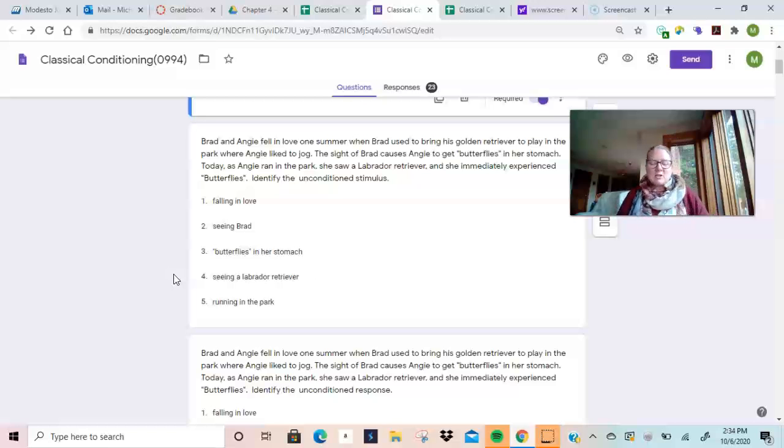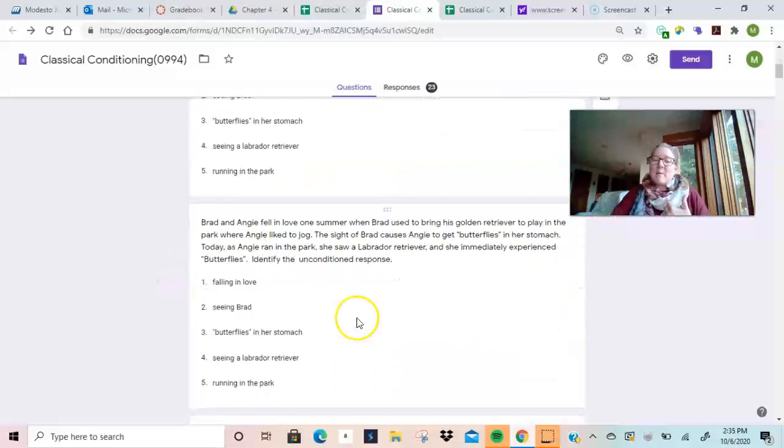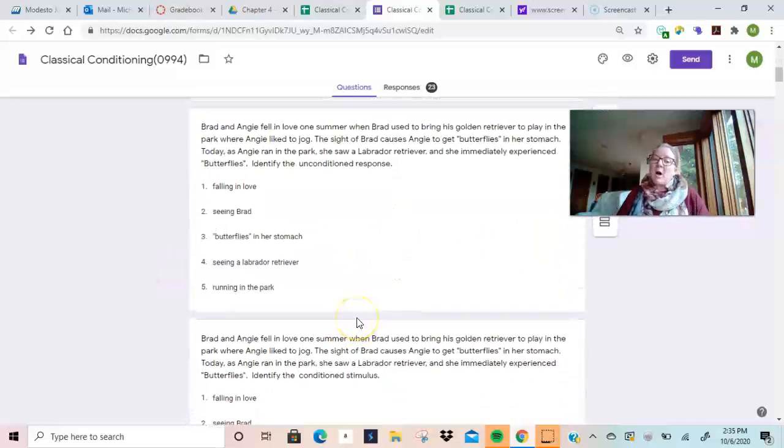Remember, unconditioned means untrained. We didn't have to put any connection. It just happens automatically, something that happens automatically to a stimulus. So the stimulus is she saw Brad, right? Seeing Brad brings her the butterflies. So the unconditioned stimulus is seeing Brad. That makes the unconditioned response the butterflies in her stomach.